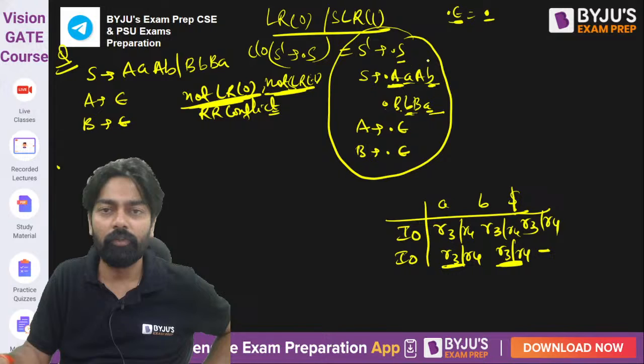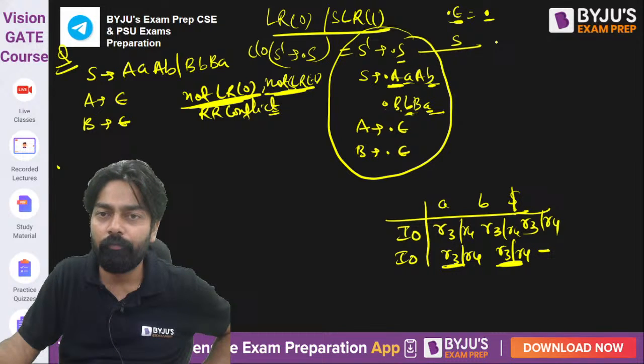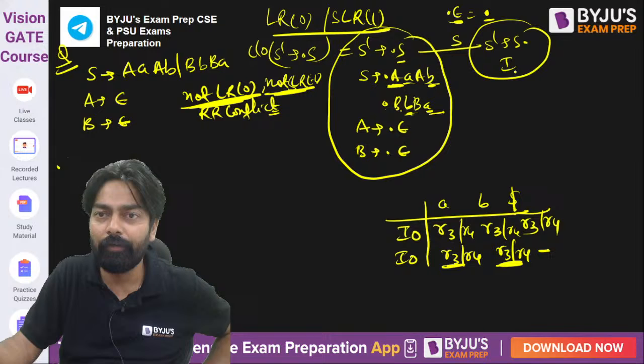Fine. So yes, if you want you can derive the full thing: S dash goes to S dot. No problem. I1. This is I0.